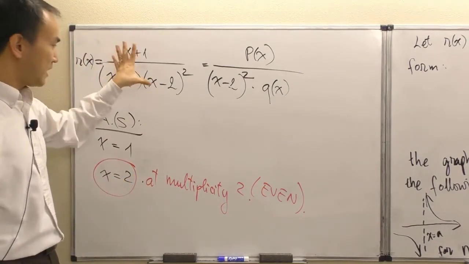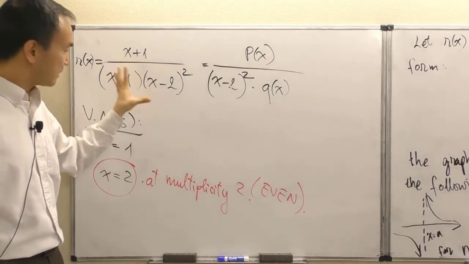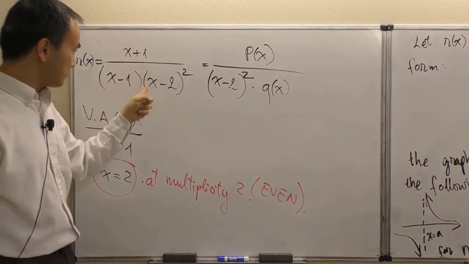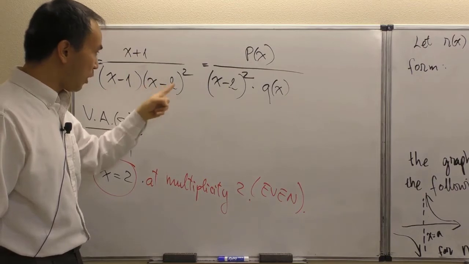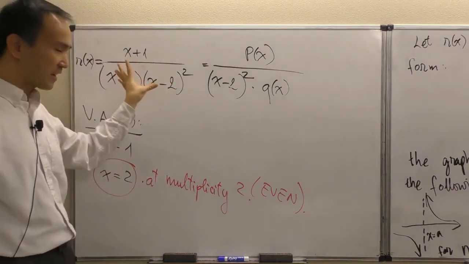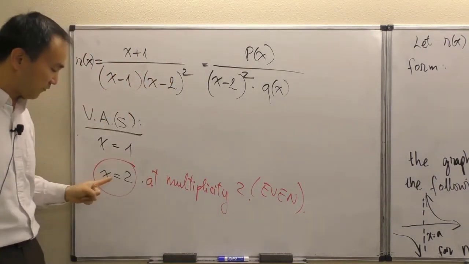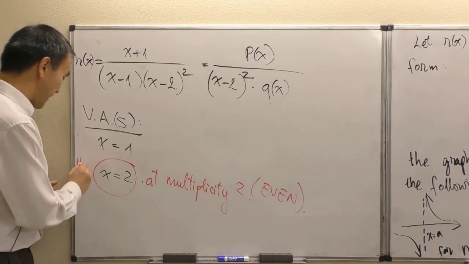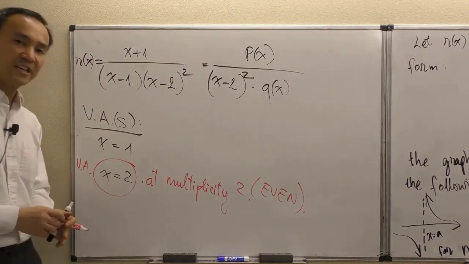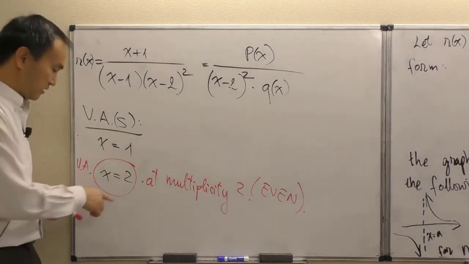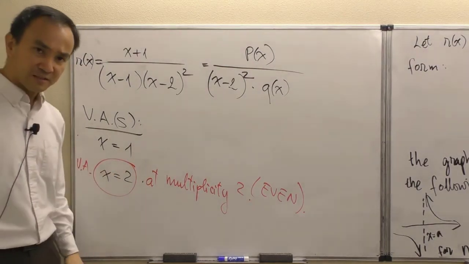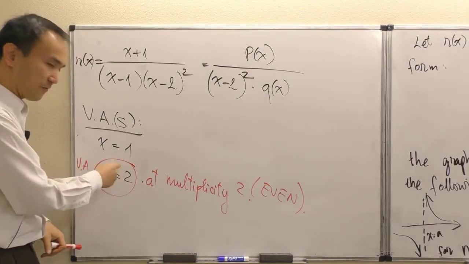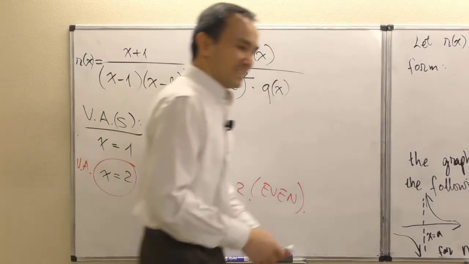Now let's look at the graph again. Let's look at the graph of this original function, x plus 1 over (x minus 1) times (x minus 2) all squared. This time we're going to focus on this VA at x equals 2. We've learned from our technique, from our understanding, that we already know and confirmed that this must be a VA. But let's look at the shape of the graph around that VA.